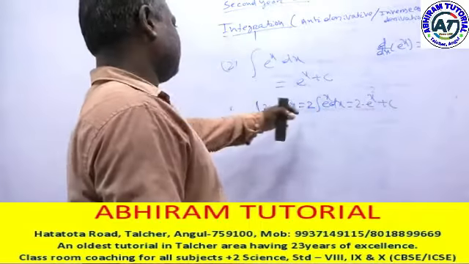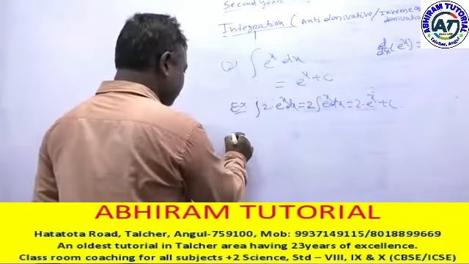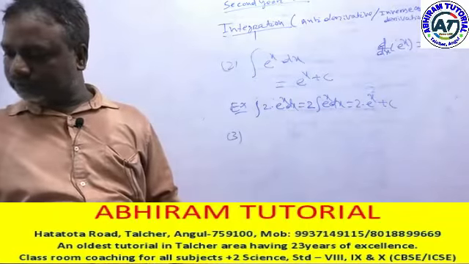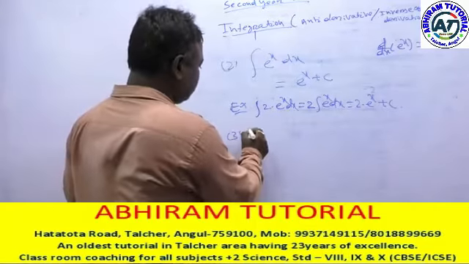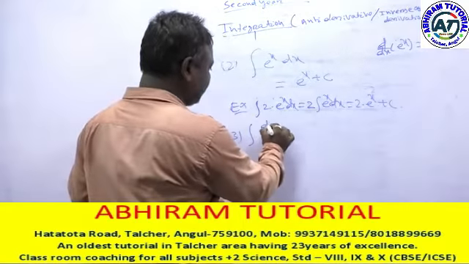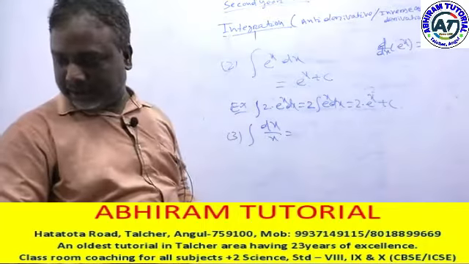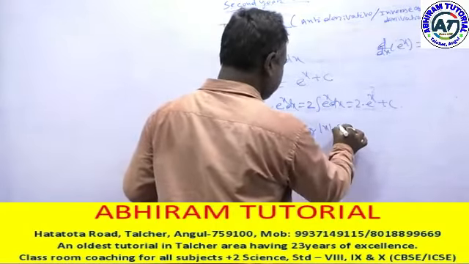Because the constant will be from outside. This is the example of this. And the third is the integration of dx by x, which is equal to log |x| plus c.